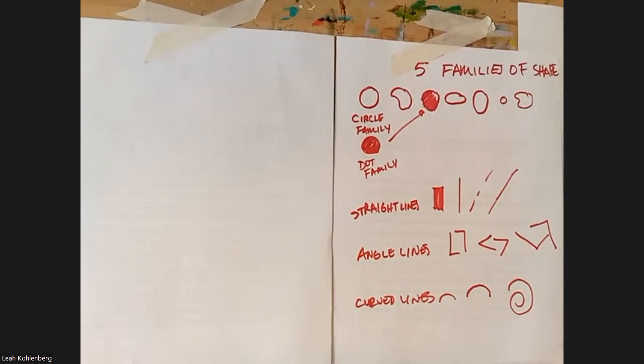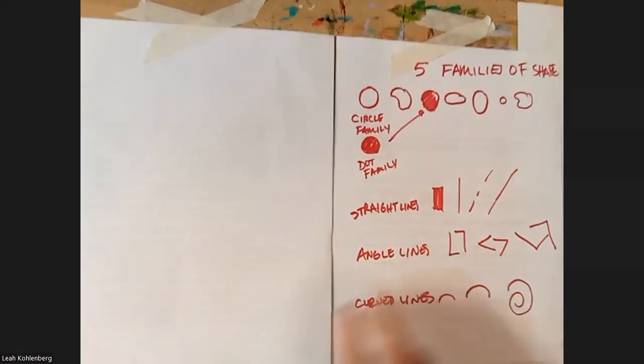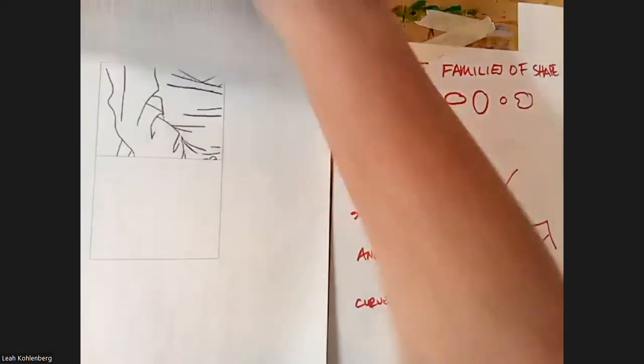So looking at these 5 families of shape, what family or families would build the door? Well, what would we construct the door from? Probably straight lines and angle lines. Yeah, straight lines or angle lines, right? Absolutely. So everything can be constructed from these 5 shapes in a simple way.